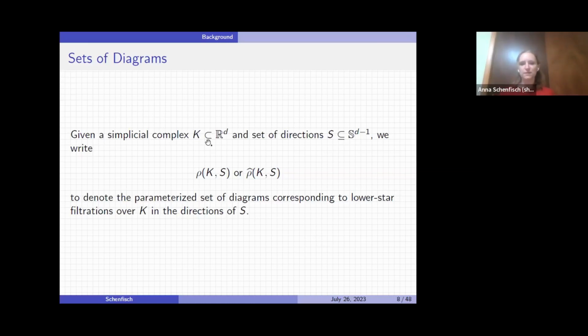Okay. All right, so we're going to start talking about sets of diagrams. We'll use this notation where if K is our simplicial complex embedded in some Euclidean space, and we have a set of directions S, capital S, then we'll use this notation rho or rho hat with K and S to denote the parameterized set of diagrams that correspond to all those directions in the set S when filtering over K.